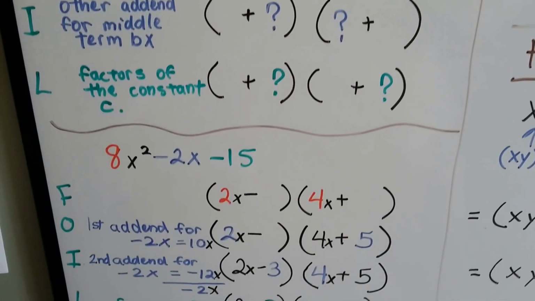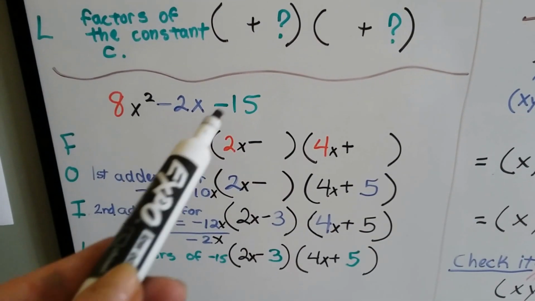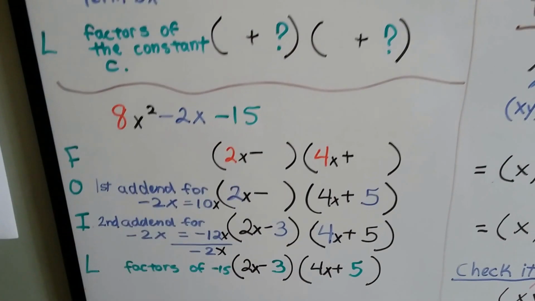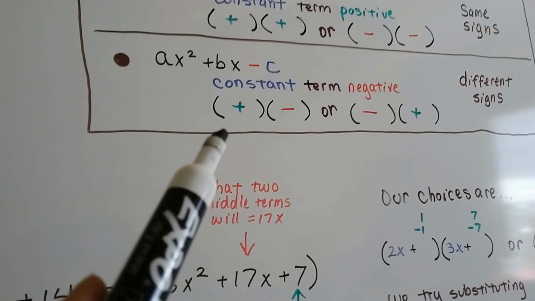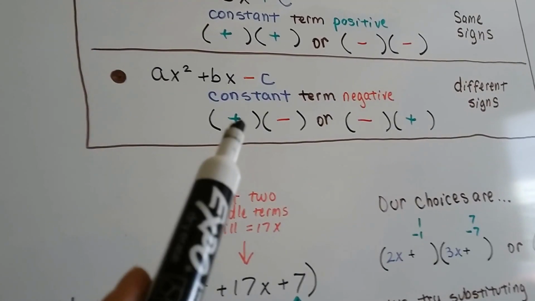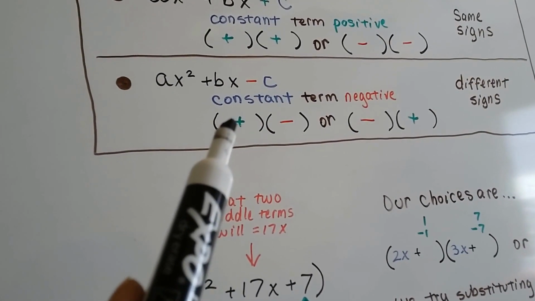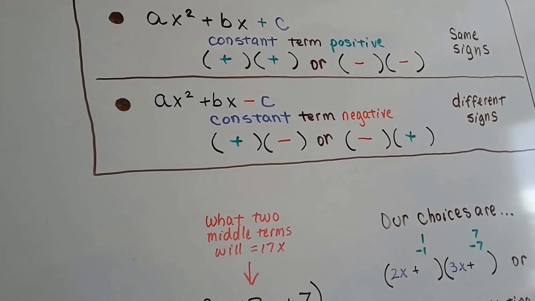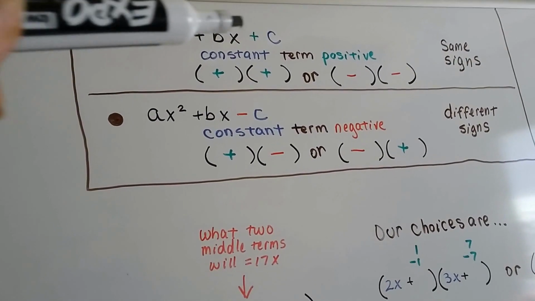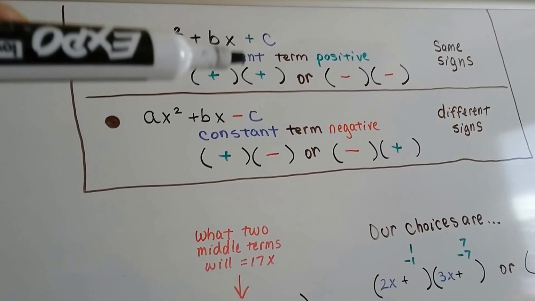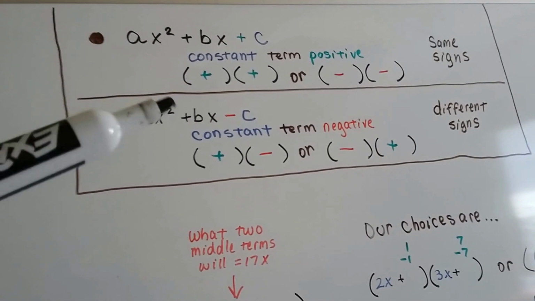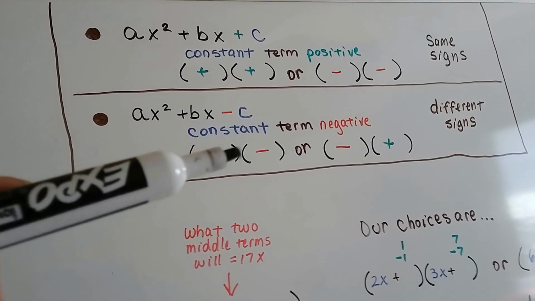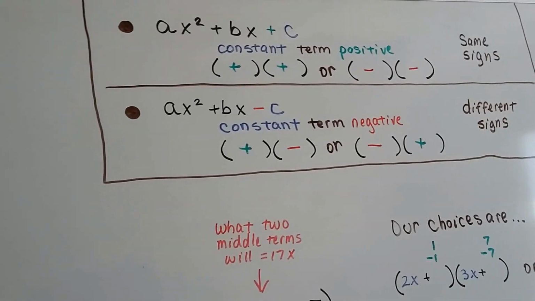So for 8x² minus 2x minus 15, the first thing we notice is we have a negative constant. When we have a negative constant, as we said in the previous videos, that means we're going to have different signs in our parentheses. It's either going to be a set of plus and then minus, or minus and then plus. If it had been a positive constant, then they would have had the same signs, either plus plus or minus minus. We have this negative constant, so it's going to be one of these, okay?